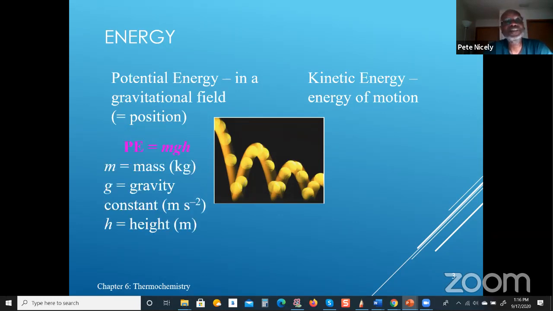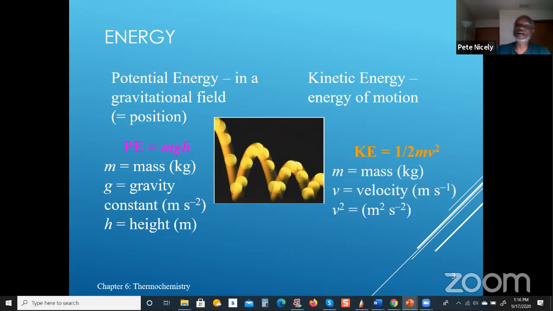So as we said before, potential energy is the energy an object has by virtue of its position or composition, and kinetic energy is the energy an object has by virtue of the fact that it's moving. And we can calculate both types of energy using equations. So this is the formula for potential energy.